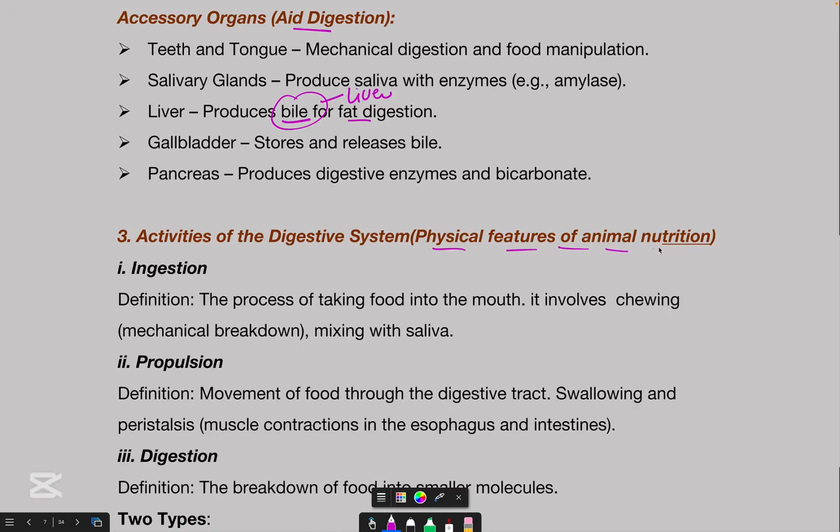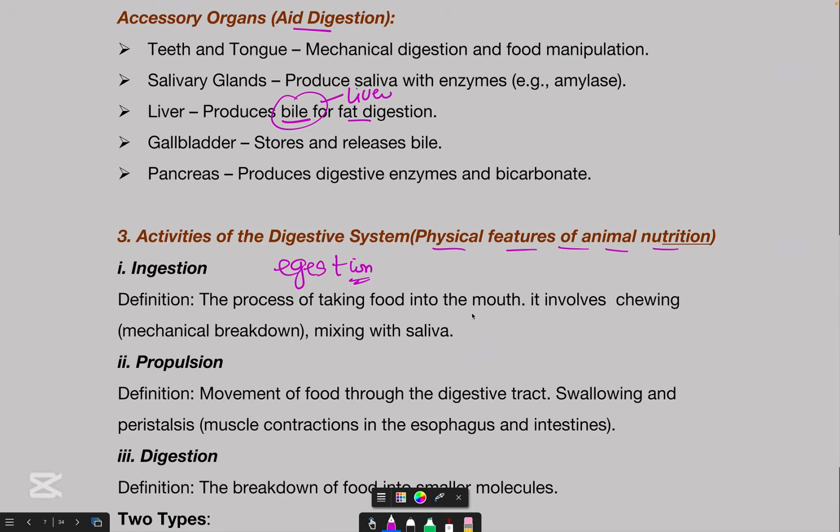What are the physical features of animal digestion? We have ingestion. Ingestion means the process of taking food into the mouth. The process of removing waste from your anus is called egestion. Taking the food into your mouth, ingestion. Out of your anus is what? Egestion. There are two different words. One is ingest, the other one is what? Egestion.